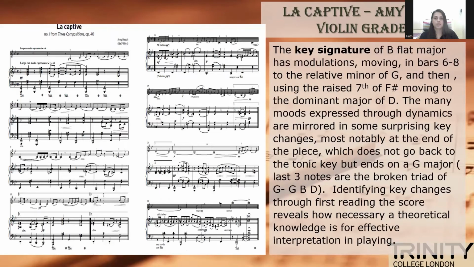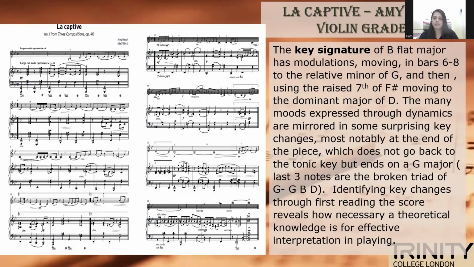The key signature of the piece is B flat major, and we have modulations moving in bar 6 to 8 using the relative minor of C, and then using the raised 7th moving into the dominant major of D. Mostly as violinists, we would rather just read through the piece and not really take a look at the key changes. But while going through this, I noticed that our key changes also reflect the mood, and that helps us to play along, make that melody more meaningful.